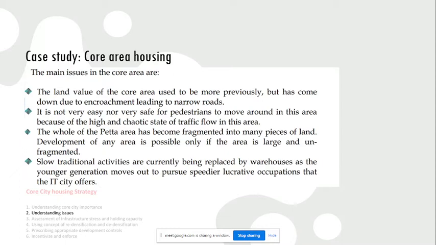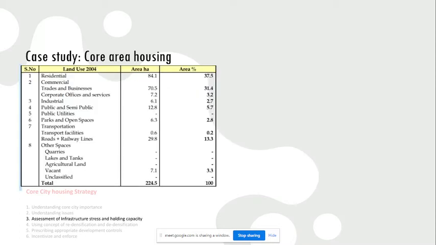Then the area has been deprived of large chunks of land, so no further new development is possible. There are no traditional activities, as we discussed earlier. They have been replaced by modern, more contemporary mercantile activities.